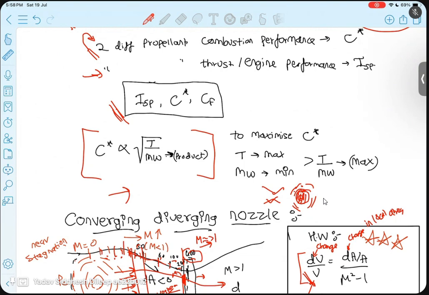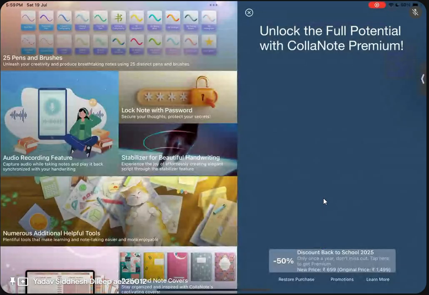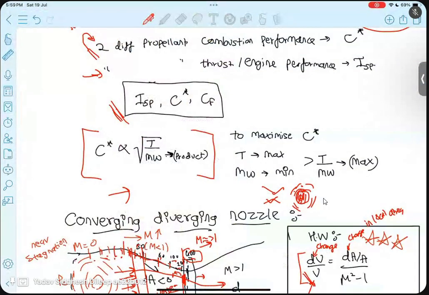This is a misconception. If you want to become a good rocket propulsion engineer, that is why I am focusing on this point multiple times. You have to maximize the temperature and minimize the molecular weight of the products. I will tell you how actually we will be doing this. In today's session only we will be doing all these things. So it will be very interesting, fun.